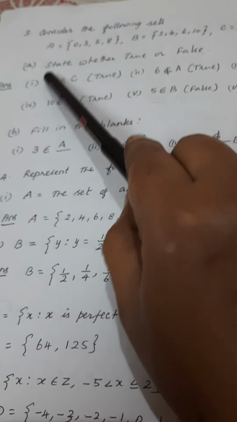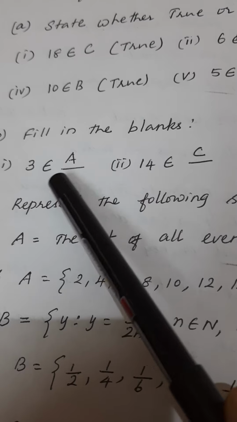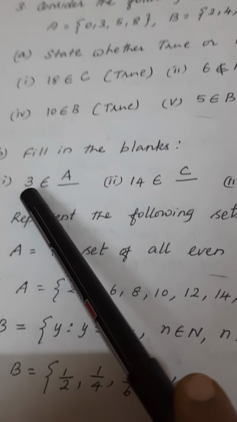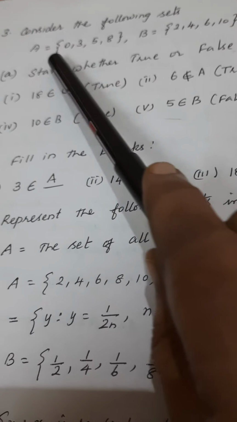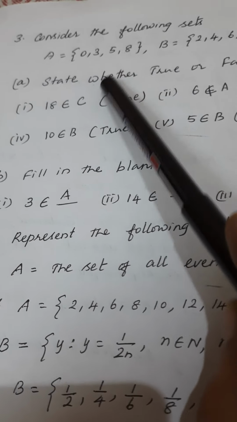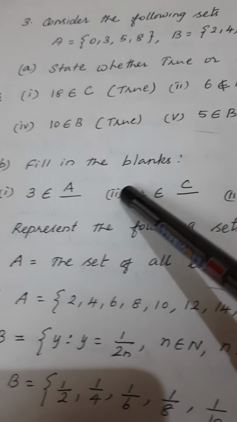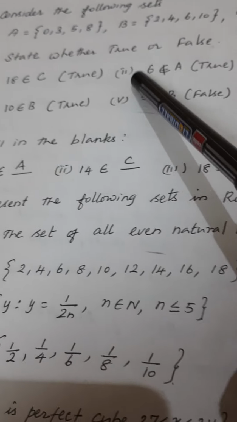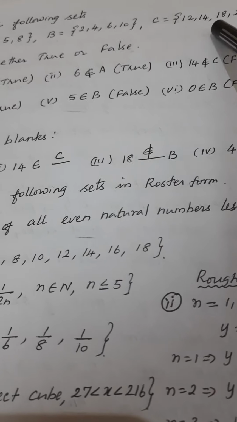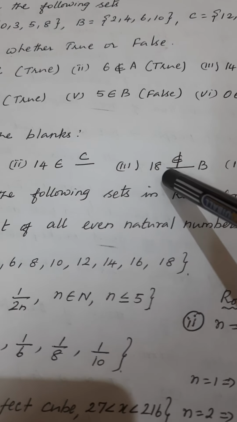In question number 3, part A we have completed. Now come to B. Fill in the blanks. 3 belongs to dash. Check 3 is in which set? 3 is in set A. Therefore 3 belongs to A. 14 belongs to, check which set 14 is present in, C. So you have to write C here.